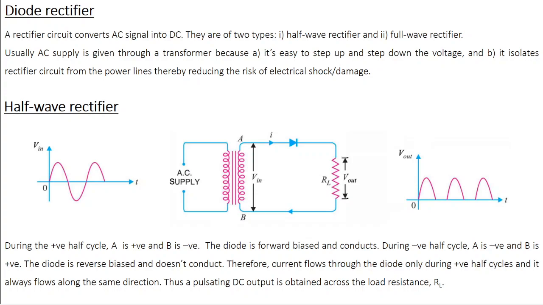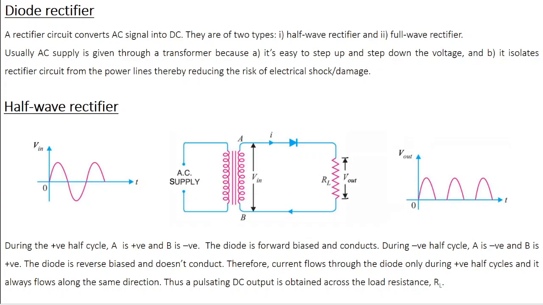First one is a diode rectifier. Rectifier is an electronic circuit which converts AC signal into DC. So if you look into your house, the power supply which comes into your household is an AC supply, but many of the appliances which you use require DC power supply. For example, television, computer, your mobile phone, or even the LED lights. All these require DC power supply. So there is a requirement to convert AC signal into DC. And this is where a diode rectifier comes into picture.